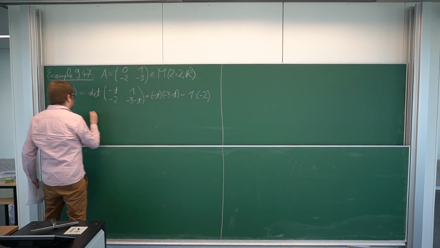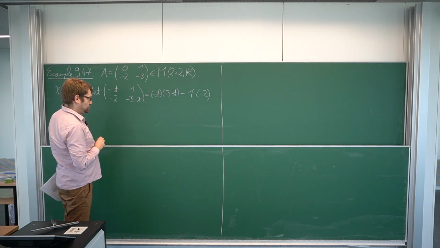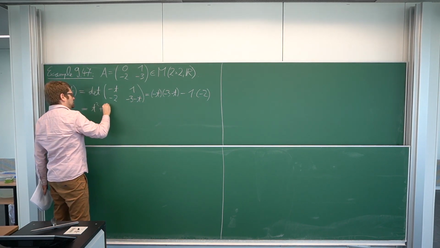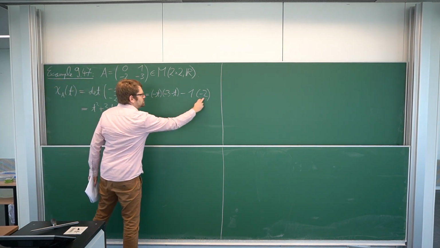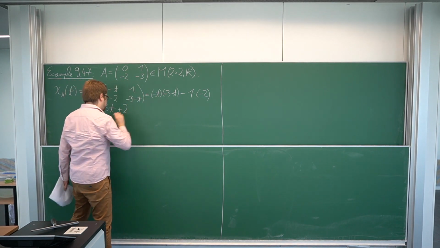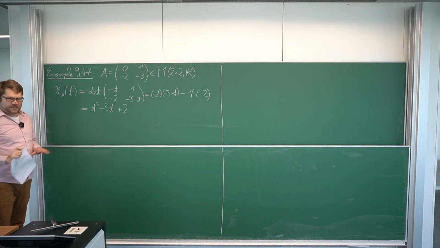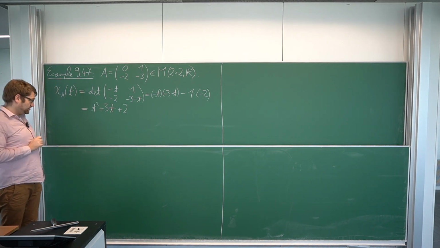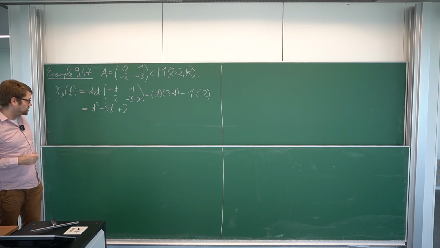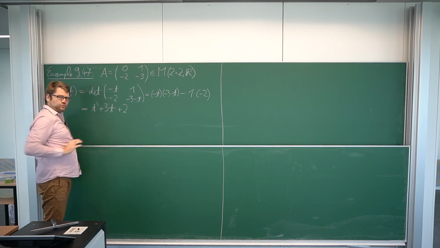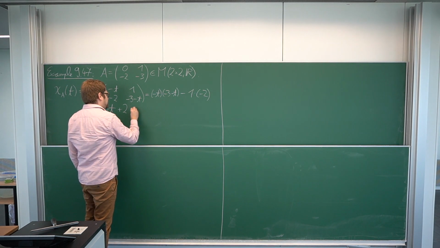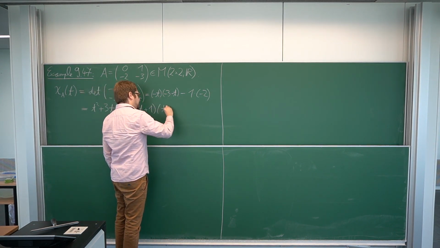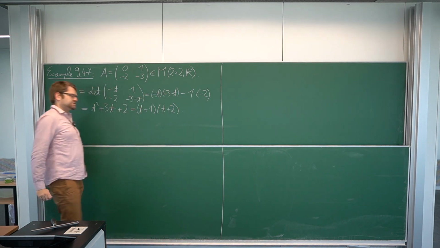Let's compute this. This here is t squared plus 3t, and this here is plus 2. So this is the polynomial. Now, to find the eigenvalues, we need to find the zeros of this polynomial. If you take a really sharp look, we can write this as a product of two linear polynomials, namely t plus 1 times t plus 2. This is an elementary computation.